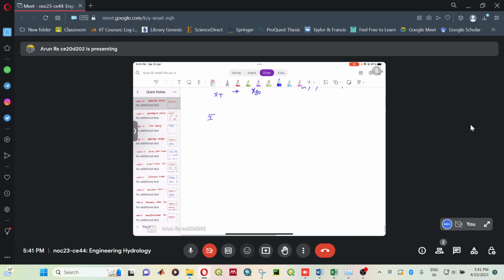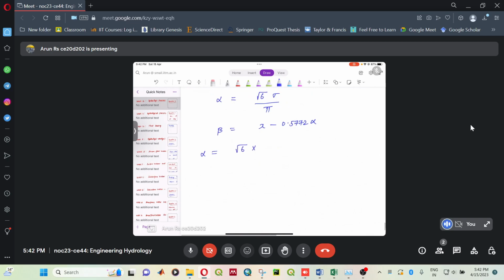So we know that mean can be written as beta plus 0.5772 alpha, and variance, which is sigma square, can be written as pi square alpha square divided by 6. So from this we can estimate alpha as square root of 6 sigma divided by pi. And if we have alpha, we can estimate beta as x minus 0.5772 alpha.